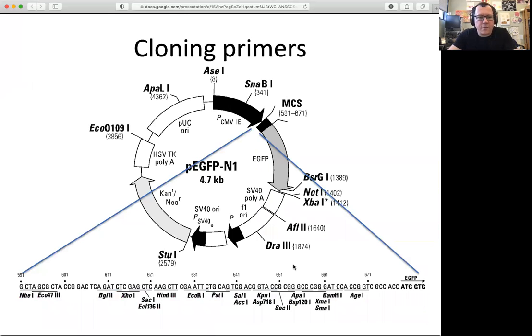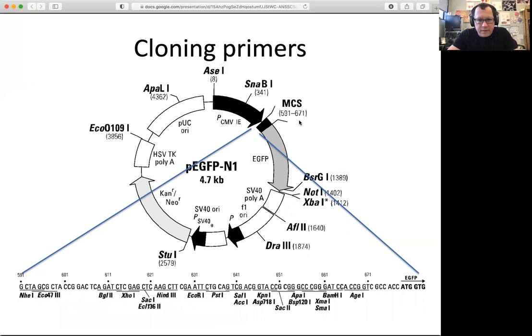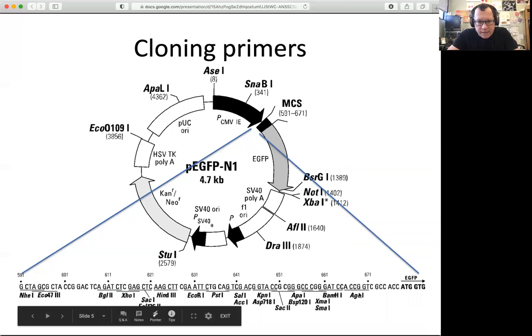So how do we clone this thing? Well, we've mentioned before that there's this region in the plasmid called the multiple cloning site, right here. This region has specific restriction enzyme sites available to it, and these restriction sites are only present in the multiple cloning site. So we can use that to our advantage and put things in using those restriction sites.